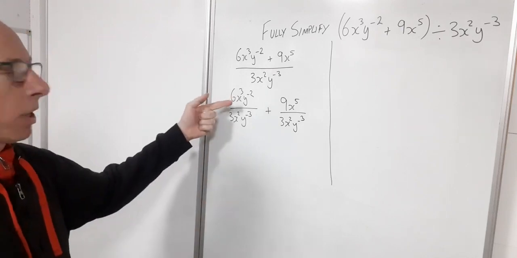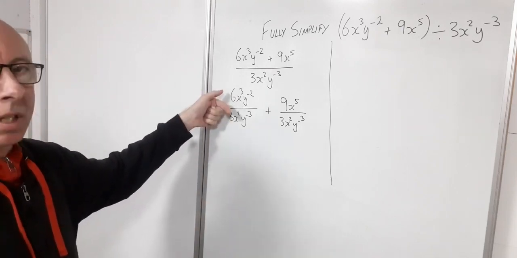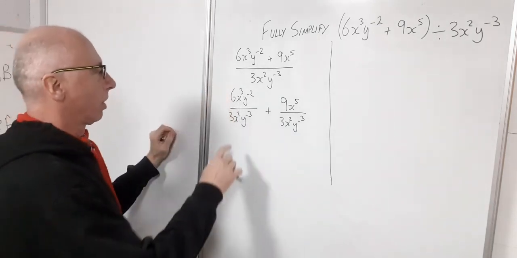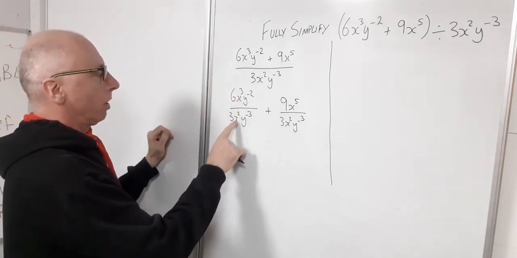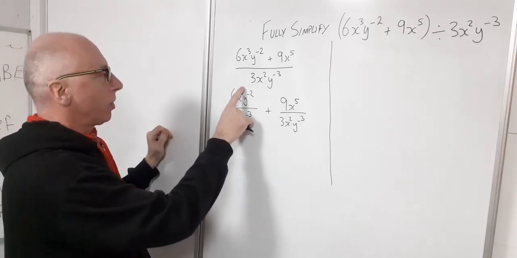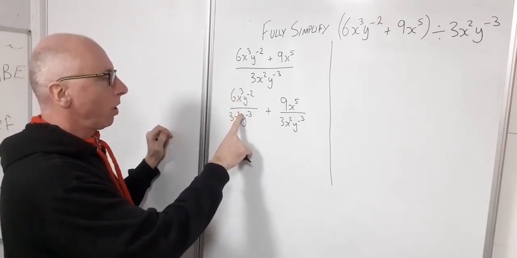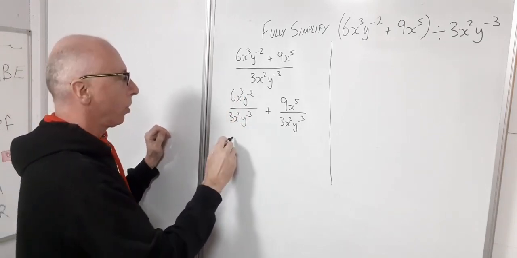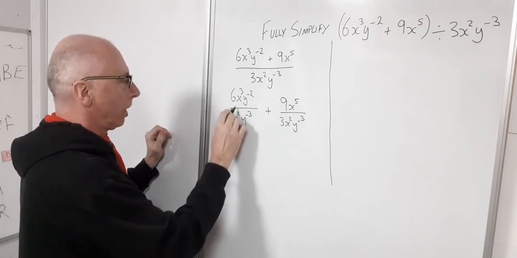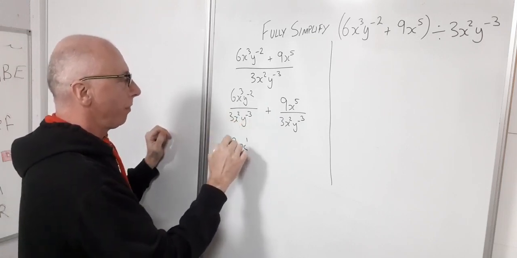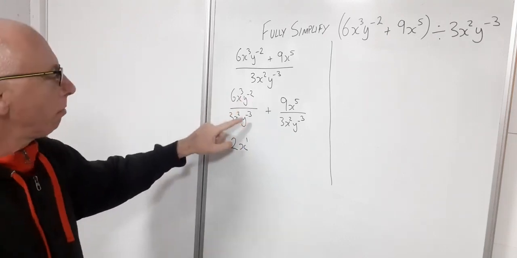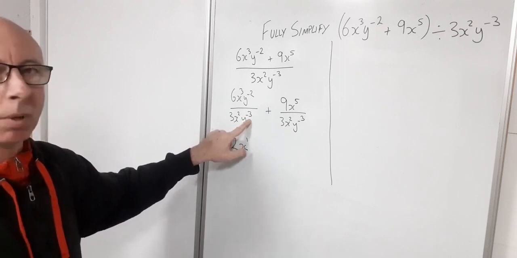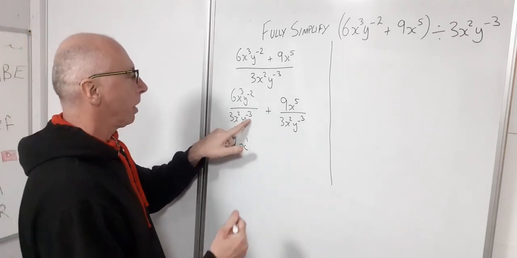Okay, so now with like terms, I can use the power laws, the indice laws, for each expression. So I've got x cubed divided by x squared. Therefore it's 3 minus 2, which gives me 1. And I've got 6 divided by 3, which is my coefficient, that's 2. So I've got 2x to the power of 1. And I've got minus 2 minus minus 3, which is minus 2 plus 3, so therefore that's going to give me y to the 1.